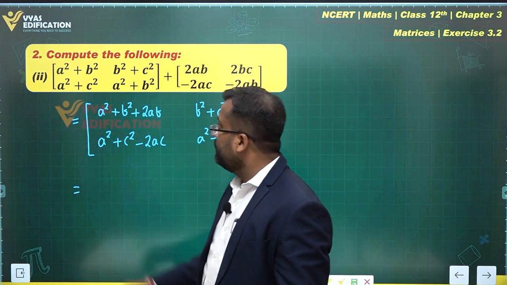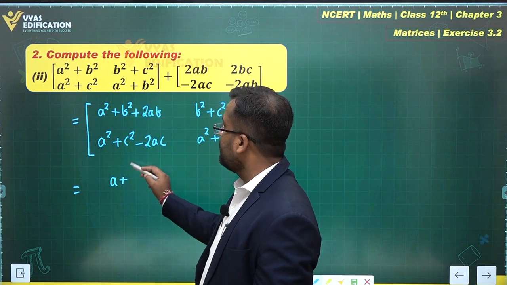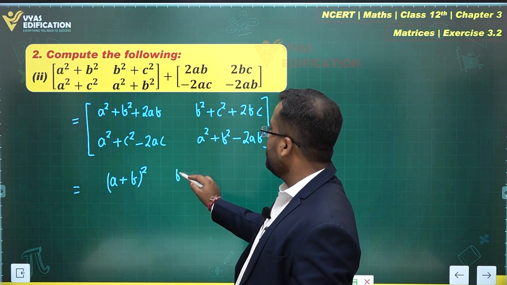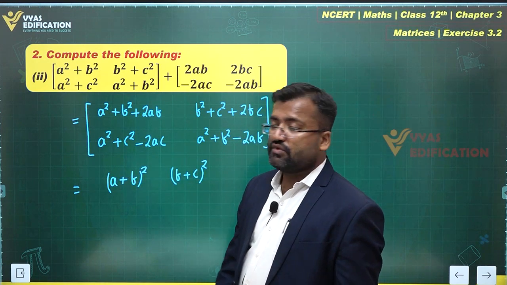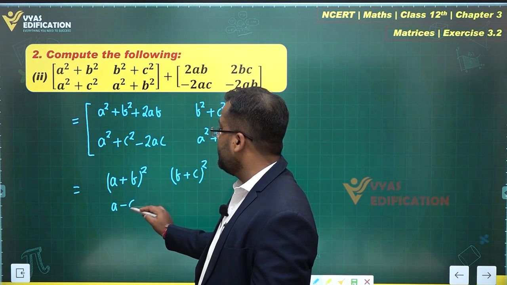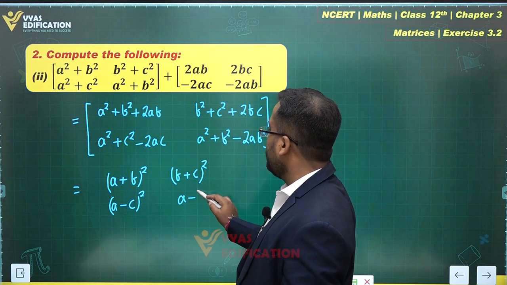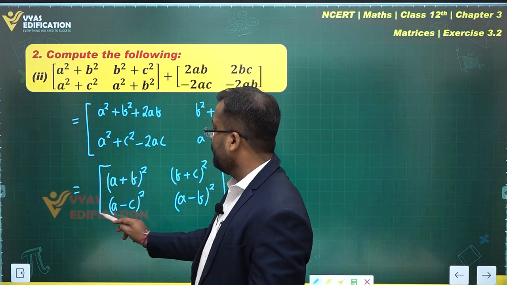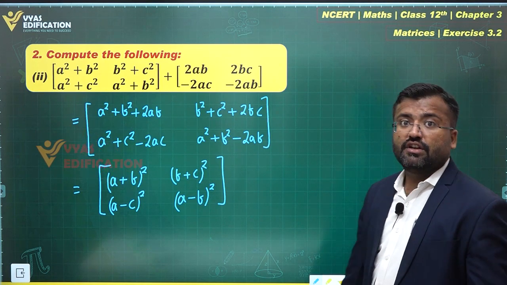What does this simplify into? This is a plus b whole square. As you can clearly observe, a square plus b square plus 2ab is simply a plus b whole square. This is b plus c whole square. This is a square plus c square minus 2ac, which is nothing but a minus c whole square. A square plus b square minus 2ab is nothing but a minus b whole square. That's what we obtain over here. Right? That's the complete answer. Yes, that is the final answer for this question over here.